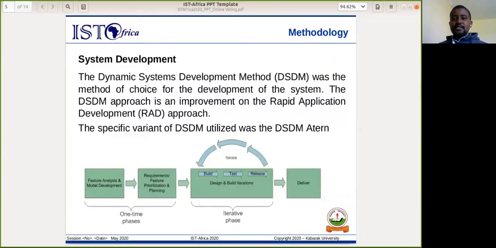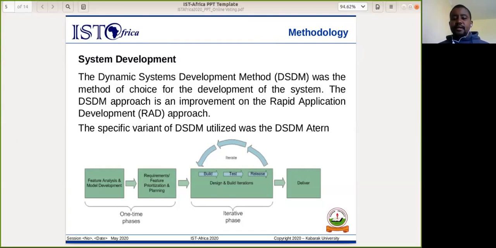The system was developed using the dynamic systems development method, which is an improvement on the rapid application development approach. This particular approach is a four-stage system development approach, where you begin by doing feature analysis and model development. Then you crystallize this feedback during the requirements of feature prioritization, identifying what exactly you do. Then we have an iterative phase where you build, test, and release your product. And then finally, when it's okay, you deliver.